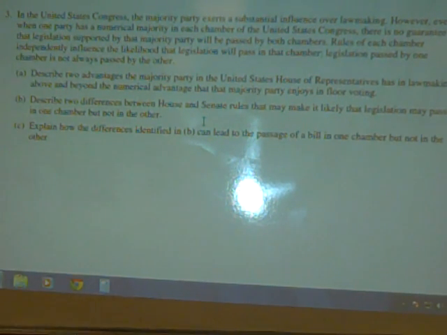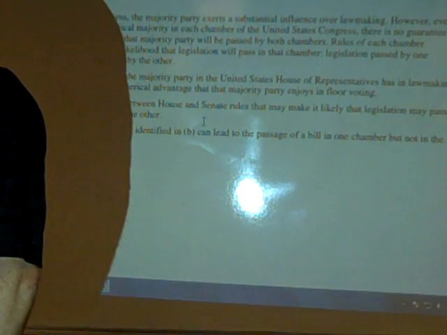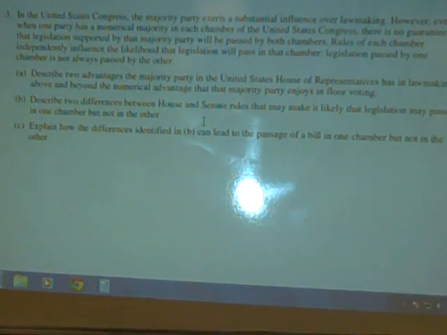Describe two differences between the House and Senate rules that may make it likely that the legislation may pass in one chamber but not in the other. The first thing that should come to mind is the filibuster. Senators can filibuster and make bills less likely to pass. Okay?